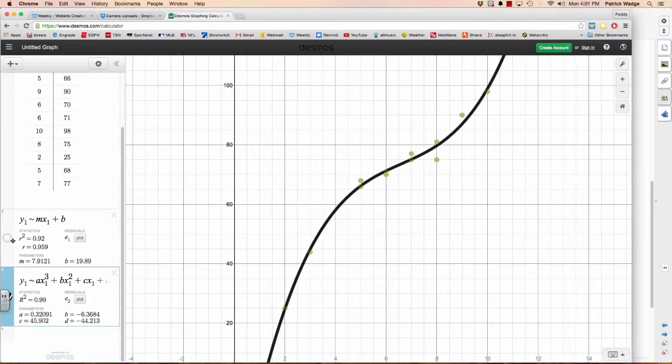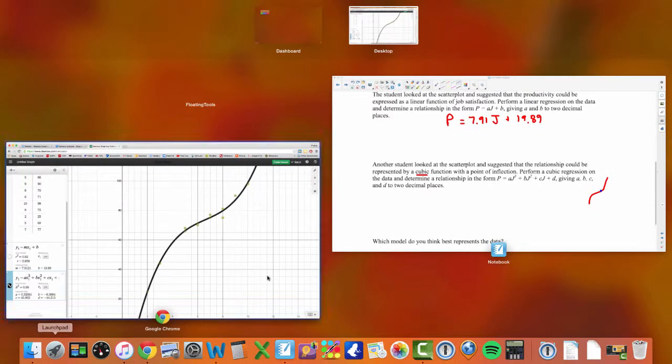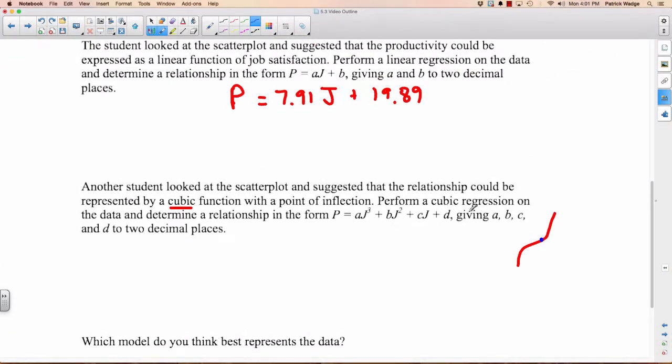Let's compare that one and that one. Which one looks better to you? I think that the black one is better. I think the cubic is closer to the actual thing. So we're going to have to write all this down. Our a value is 0.32, our b value is negative 6.37, our c value is 45.90, and our d value is negative 44.21. I'm going to put all that into this equation right here.